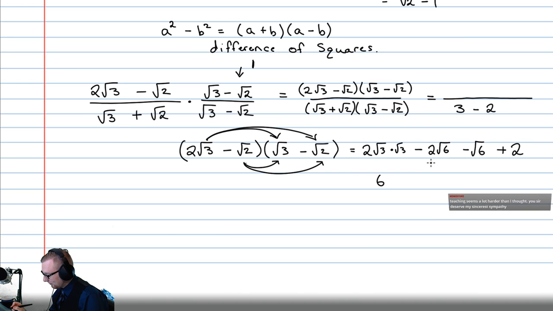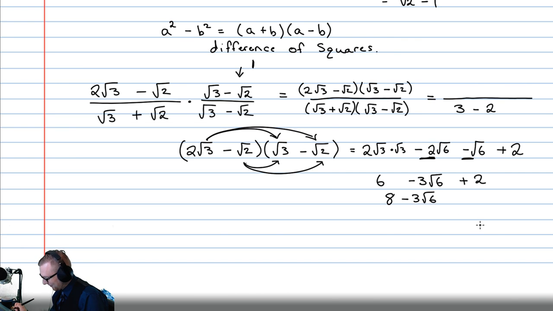Okay, so finish combining like terms. It will be negative root 6 plus 2. So we've got a minus 2 and a minus 1. So minus 2 minus 1. Oh, negative 3. There you go. And then 6 plus 2 is 8. Good. So we've got 8 minus 3 root 6.